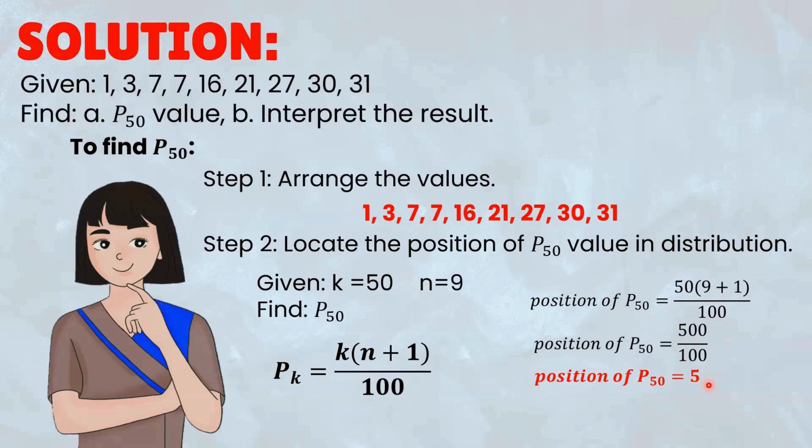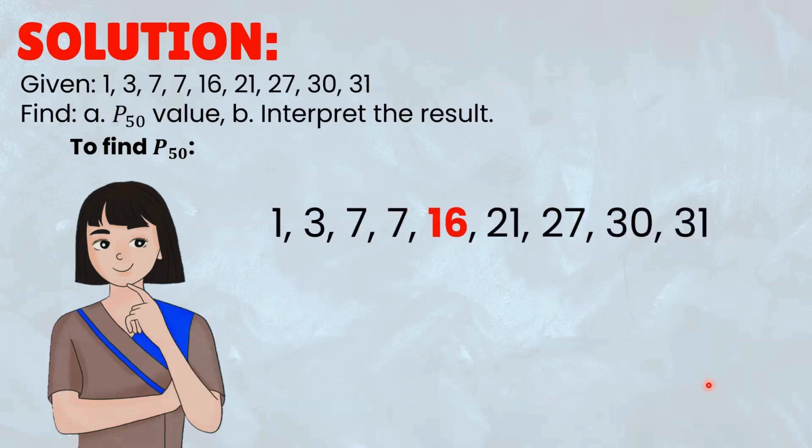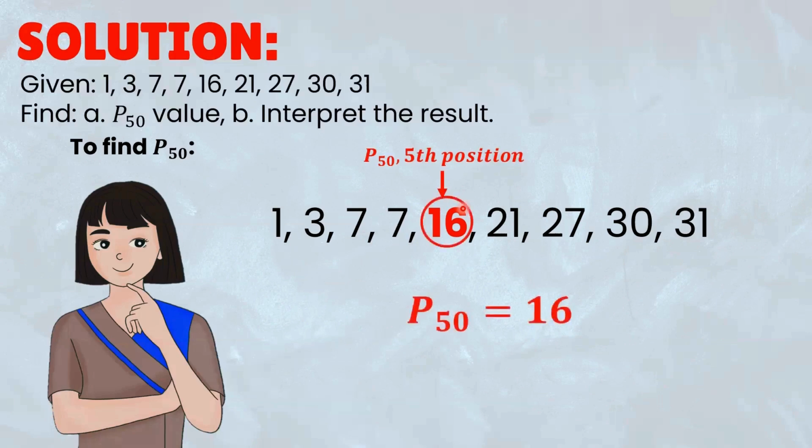Since our answer after using the formula is a whole number, which is 5, there's no need for us to proceed to step 3, which is interpolation. Thus, we say that the percentile 50 value is located in the 5th position. Going back to our arranged values in step 1, we locate the 5th position: 1, 2, 3, 4, 5. So therefore, percentile 50 is equal to 16.